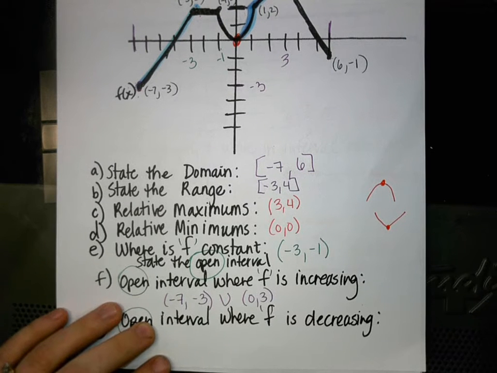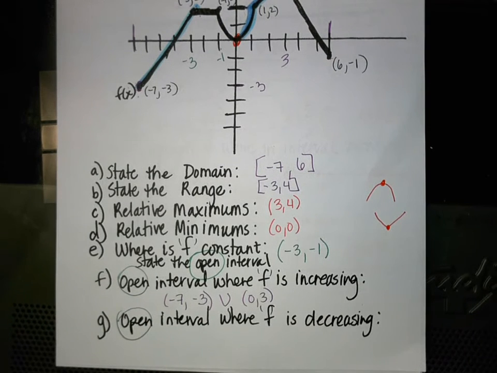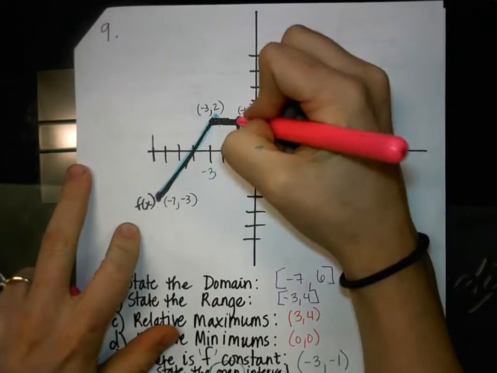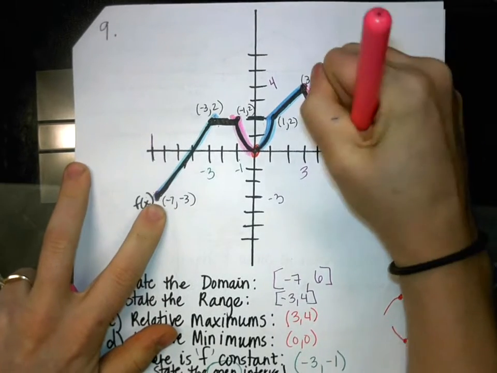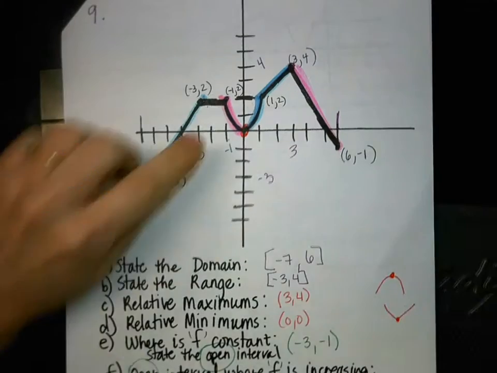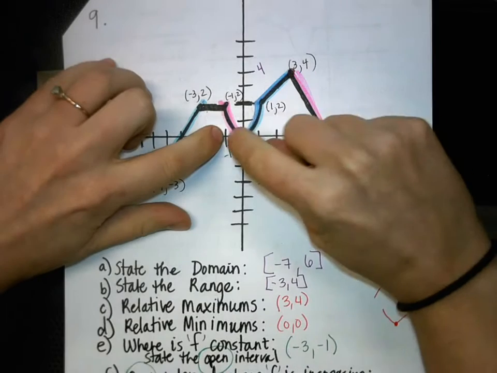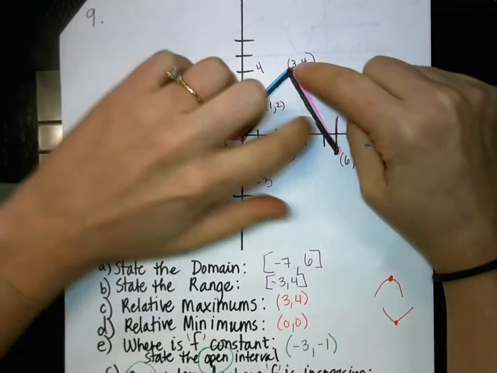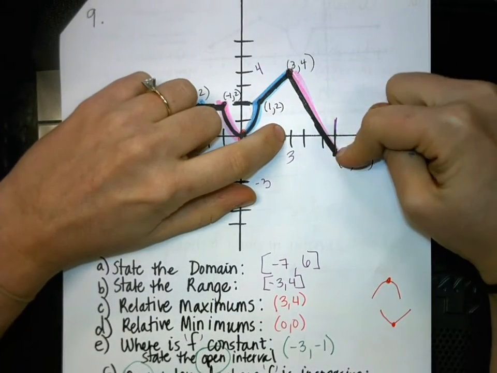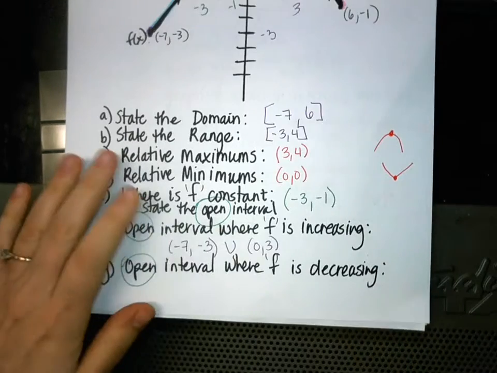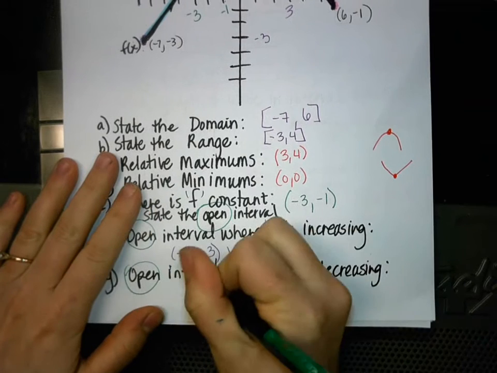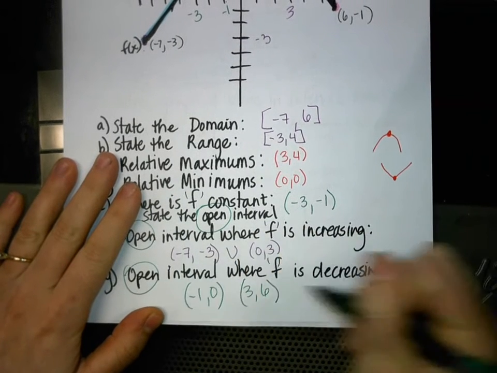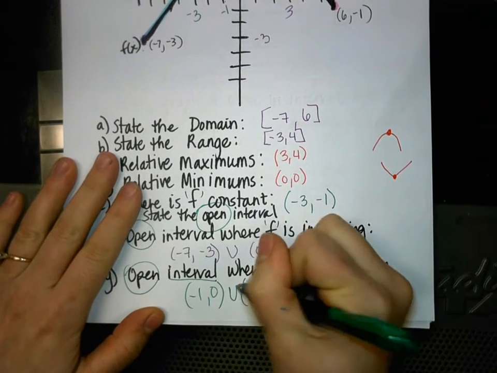Okay, and the next piece we're talking about decreasing, so where it's going down from left to right. So this is constant, then decreasing because it's going down, and then we decrease again at the very end. So this is from the x values of -1 to 0, and then from 3 to this x value of 6. So from -1 to 0, and then 3 to 6. Open intervals mean use parentheses. If I have two intervals, I need to connect them with the union.